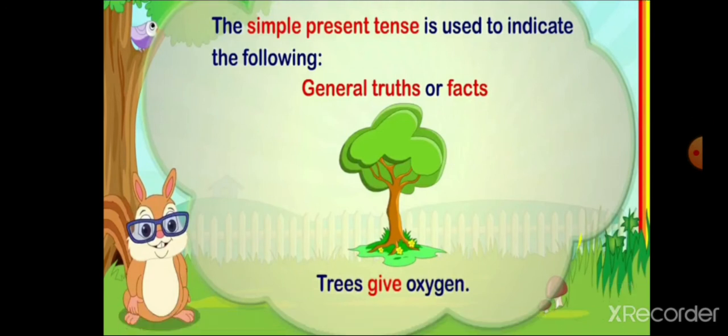The simple present tense is used to indicate a general truth or fact. Whenever we talk about the truth or fact, at that point of time also we have to use simple present tense. See the example, trees give oxygen. So this is the truth, or we can say this is the fact that trees give oxygen and take carbon dioxide, right? So this is the truth of the tree. So at this point of time also we have to use simple present tense.